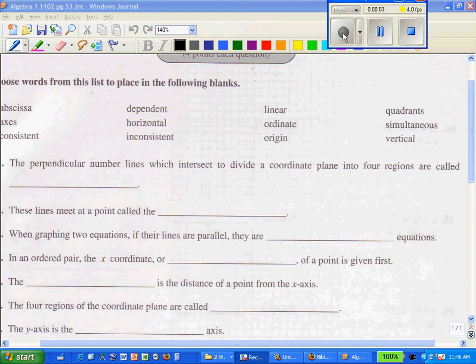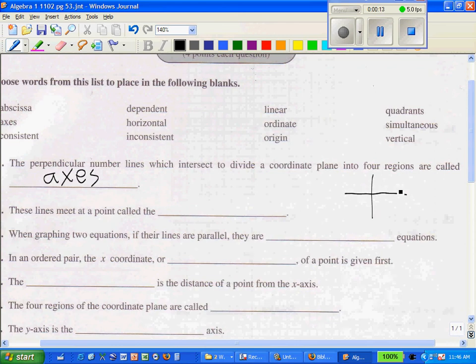The perpendicular number lines which intersect to divide a coordinate plane into four regions are called axes. And what it's talking about here are the number lines in a graph. See, this is the y-axis and this is the x-axis. And these intersect to create four planes. 1, 2, 3, 4. These lines meet at a point called the origin. The origin is right here, where it's 0. This is the 0, right? That's the origin.